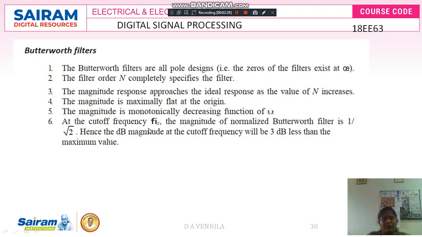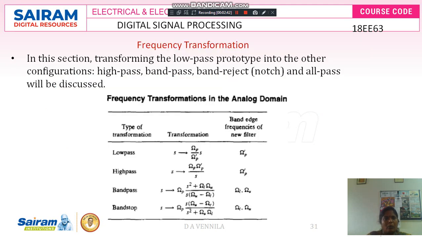In the Butterworth filter there is no ripple in the pass band, but in the Chebyshev filter there will be ripple in the pass band. In the stop band, there will not be ripple in the Chebyshev filter. And now we will discuss the frequency transformation.